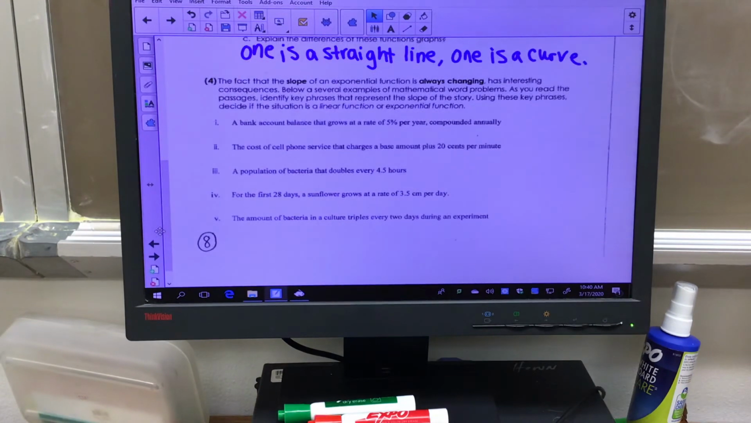The fact that the slope of an exponential function is always changing has interesting consequences. Below are several examples of mathematical word problems. As you read the passages, identify the key phrases that represent the slope of the story. Use these key phrases to decide if the situation is a linear or exponential function. A bank account balance that grows at a rate of 5% per year, compounded annually.